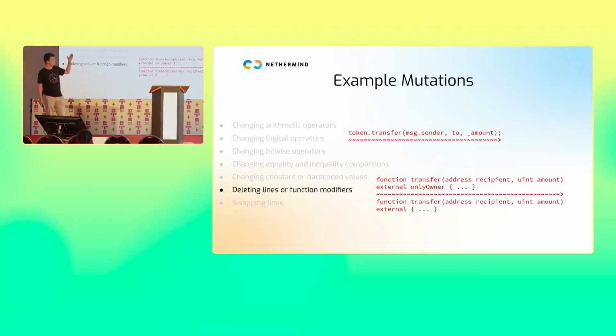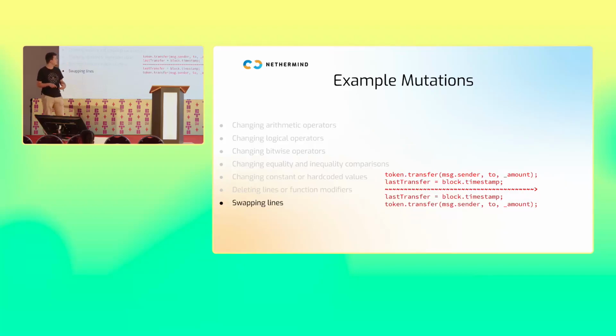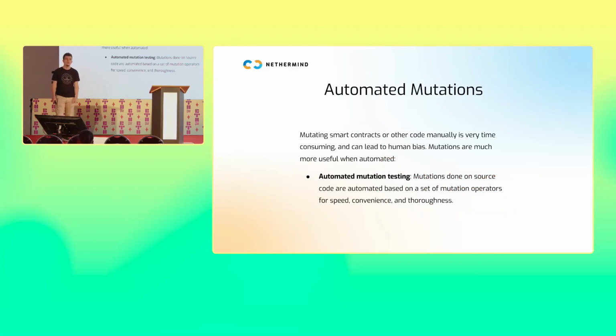In the first case here, we just deleted a token transfer in our mutation. In the second example, we deleted the onlyOwner modifier from our function. So it would make the function accessible to everyone instead of just the owner in the mutation. And we can also swap the order of lines. So here we're doing a transfer first, and then we're registering when the last transfer happened. But in the mutated version, we're first storing when the transfer happened and then doing the transfer. This could mean nothing, or if our transfer has some custom logic that's using the last transfer for something, it could be problematic, right?